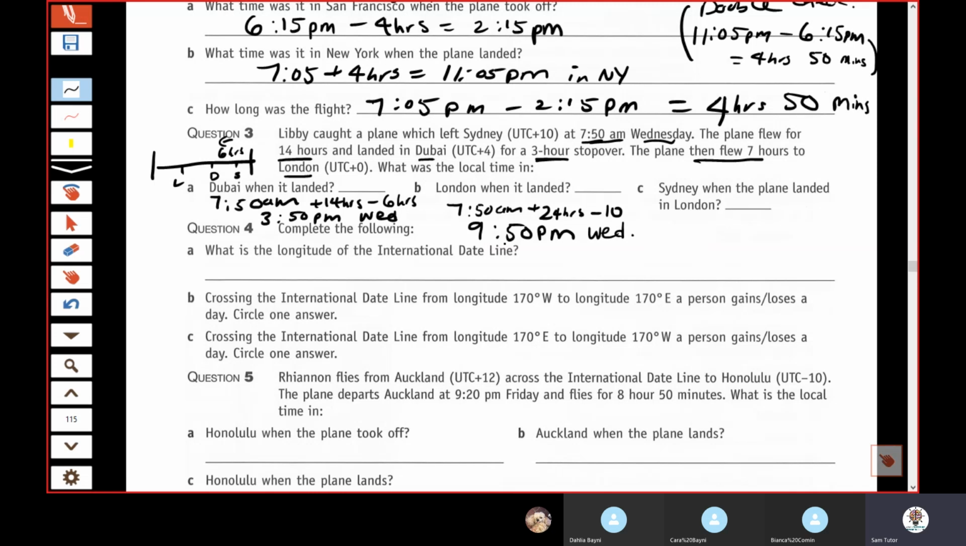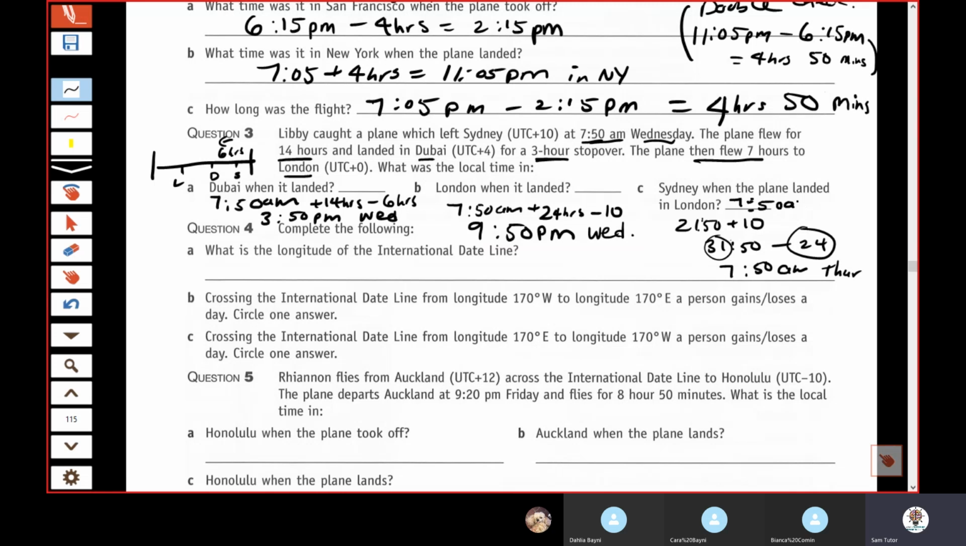9:50 p.m. So that means that's 9 plus 12, 21:50 plus 10 hours. 50 plus 10 is 31:50. Take away 24. 31 take away 24. I'm only doing the hours, right? Just so you understand, you don't need to worry about the minutes. That's 7:50 a.m. on the Thursday.